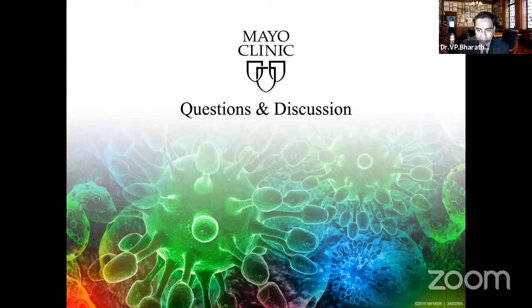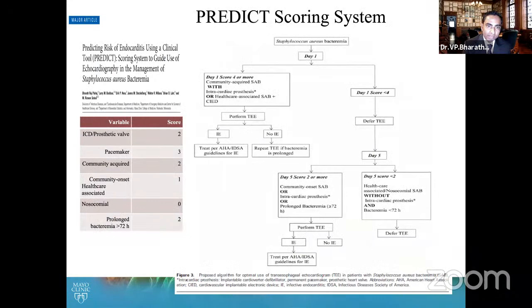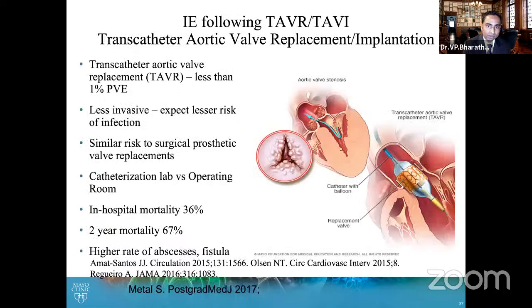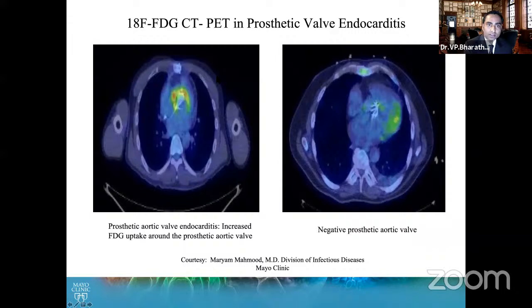So in the slide I showed you, it was more heterogeneous. So that's one clue. But again, in the immediate post-op, it's hard to differentiate and it may not have an important role. Here you can see the uptake is spotty. It's not here, it's in different spots. It's not uniformly around the annulus. So that's one clue, but again, it's just a clue.